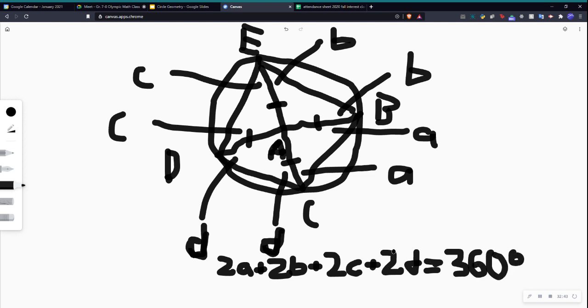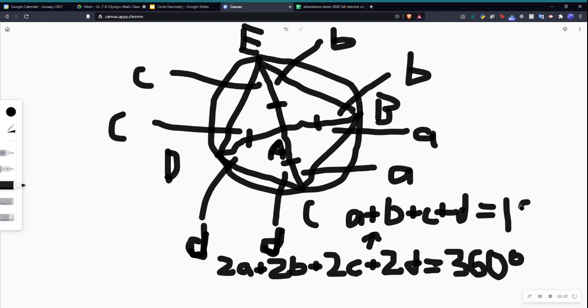Okay. And then now what we can do is take out a 2 from each of these terms, and we also take out 2 from 360 degrees. So we'll divide both sides by 2. On the left side, we're left with A plus B plus C plus D, equals 360 divided by 2, which gives you 180 degrees. Okay, now how does this help us?